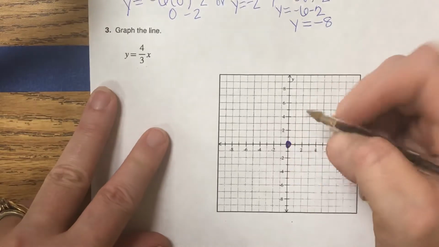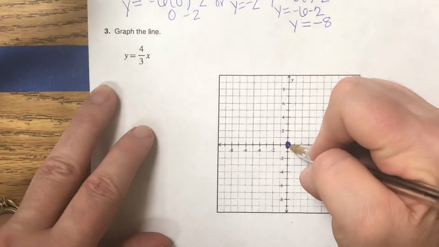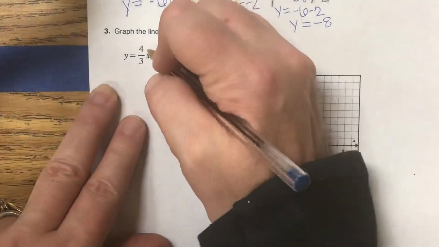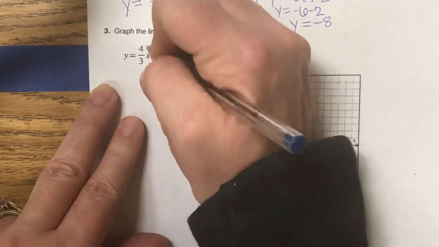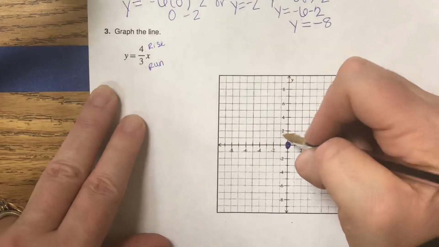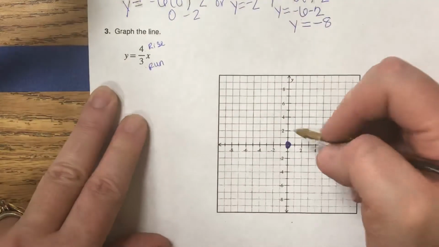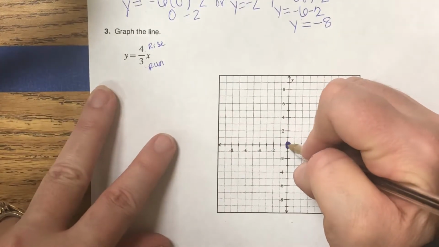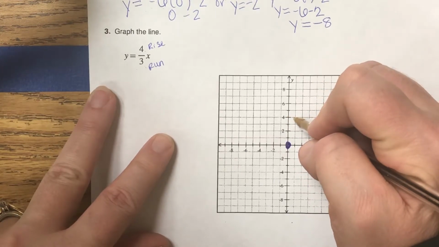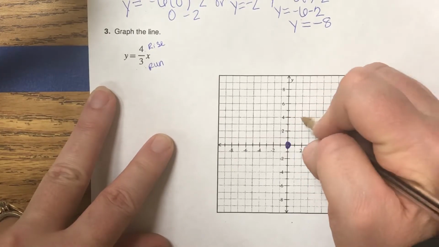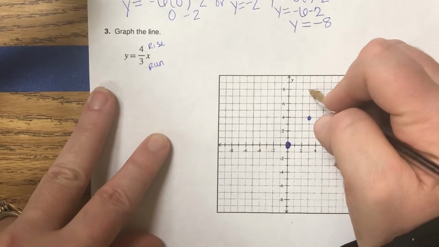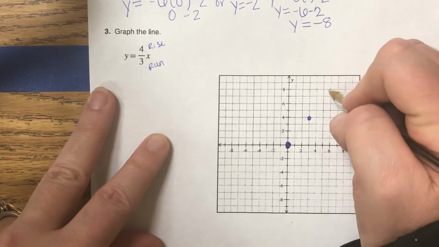So I will start my graph at 0, 0. And then this would just be my rise over my run. And it's positive in its slope. So what I'm going to do is go up 4, 1, 2, 3, 4, and over 3 to the right because it's positive. 1, 2, 3, and put a dot. And then up 4, 1, 2, 3, 4, and over 3, 1, 2, 3, and put a dot.